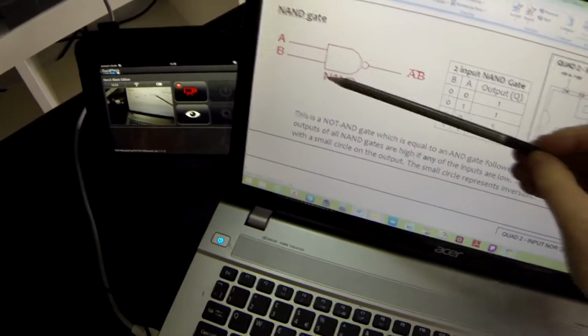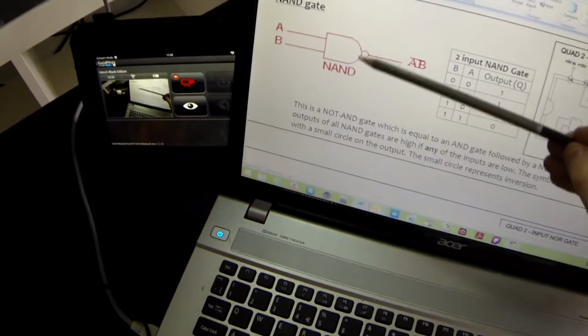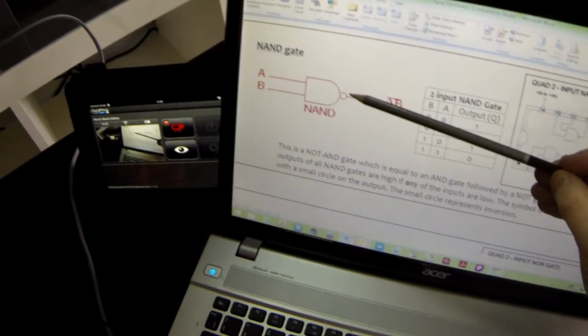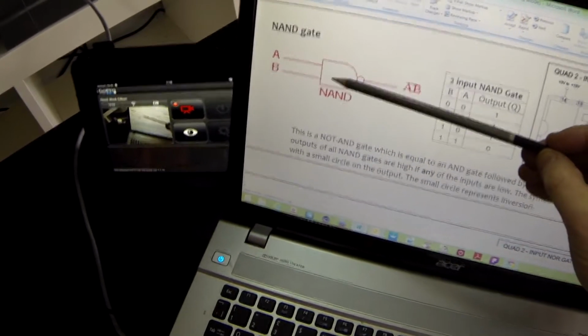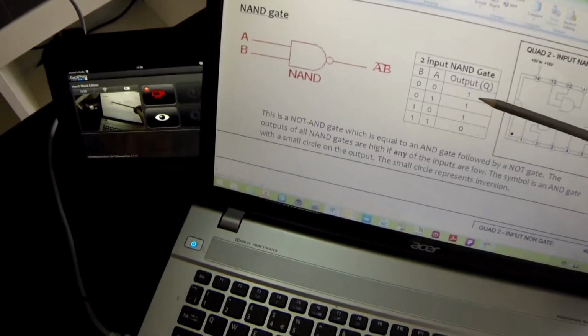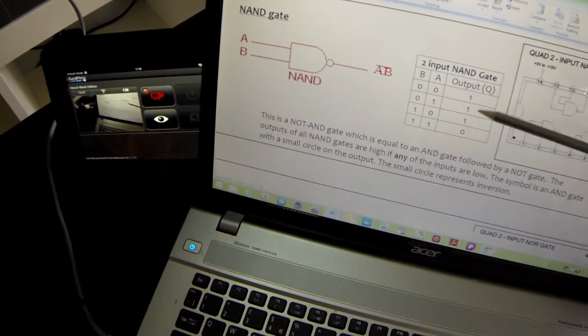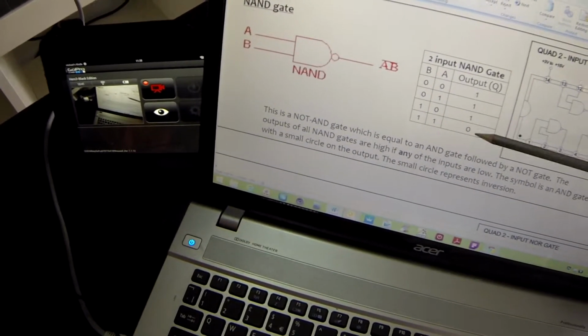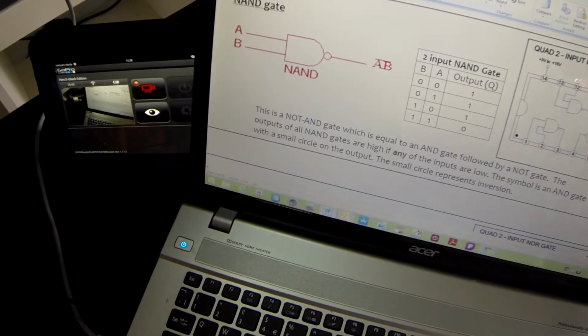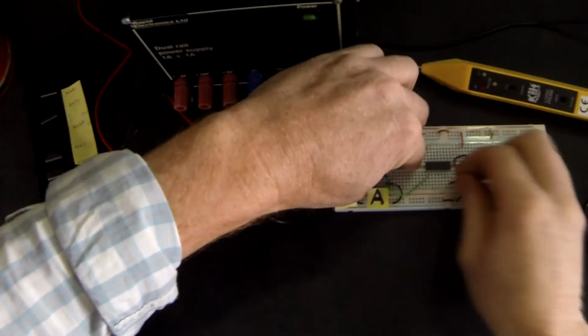So once again, we have our symbol for an AND gate, but we have this little dot here, and this little dot is indicating that it is a not an AND gate. So it works in the opposite way. Remember, our AND gate was 0, 0, 0, 1. Now we have 1, 1, 1, 0. So let's have a little look at that.